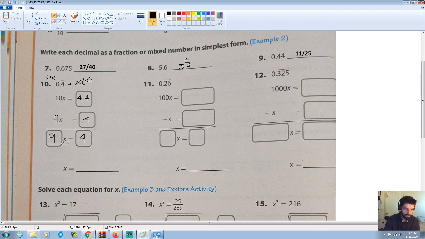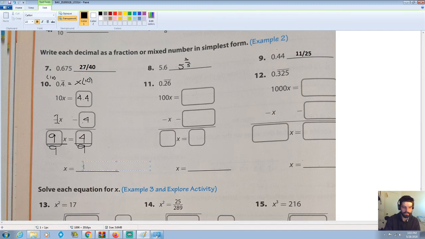Now, just remember, the same thing applies here. If we want to isolate a variable, we want to do the inverse of what's being done. So since x is being multiplied by 9, we want to divide both sides of that equation by 9. And when we do that, we get that 4 over 9 is equal to 0.4 repeating. So our final answer is 4/9.